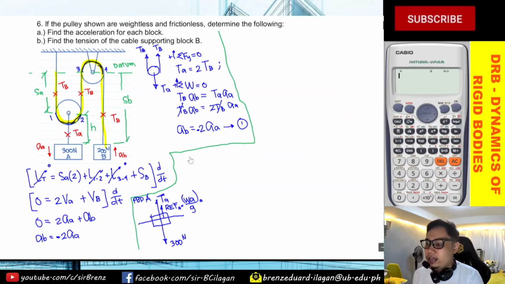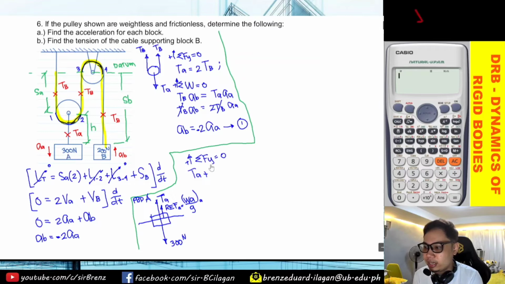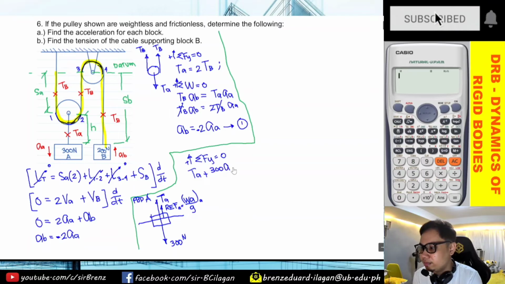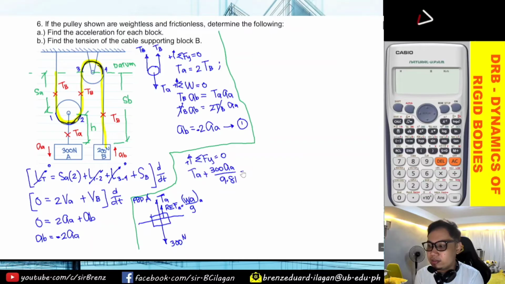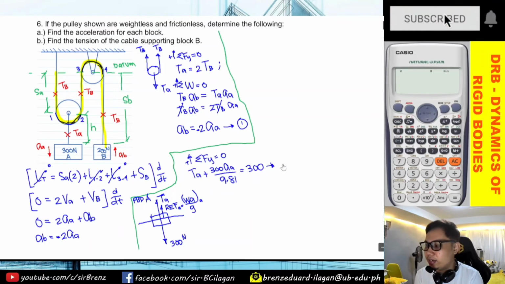So, next, when we take summation of forces in Y equals 0: T sub A, plus, kasi pataas rin to, plus the reverse effective force natin na W, or 300 Newton, multiplied by the acceleration of block A over 9.81, minus 300. So, transpose ko na lang sa kabila, equals 300 Newton. So, this will be our equation number 2.